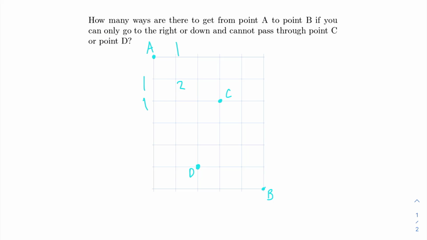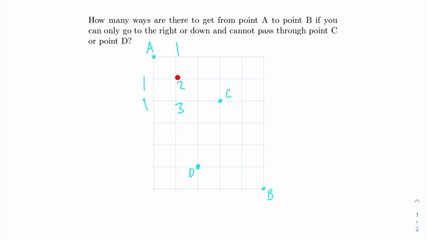Then there's 2 ways to get to this point by getting here and then going down. And if there's 1 way to get to this point, then there's 1 way to get to this point right here by coming to this point first and then going to the right. So if there's 2 ways to come through this point and then down, and 1 way to get to this point and go to the right, then there must be a total of 2 plus 1 ways to get here, so it's 3.